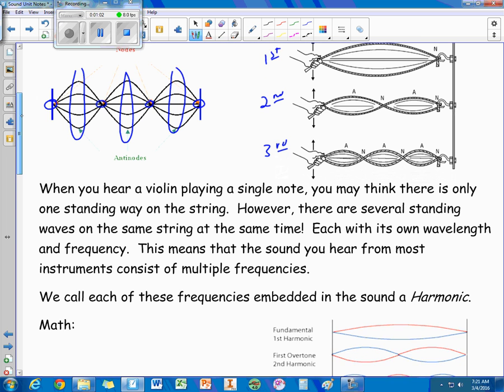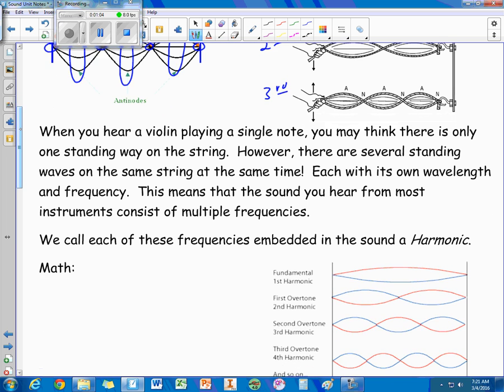When you hear a violin being played, you may think that there's only one standing wave on the string. However, there's going to be several standing waves on that same string at the same time, each with its own wavelength and frequency. And this means that the sound you hear from most instruments consists of multiple frequencies. The only instrument that you'll hear that only has one frequency would be a tuning fork, and a perfect tuning fork at that.